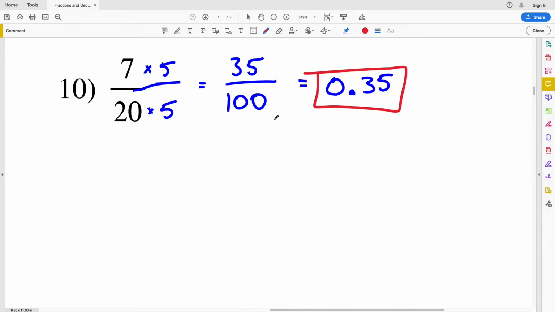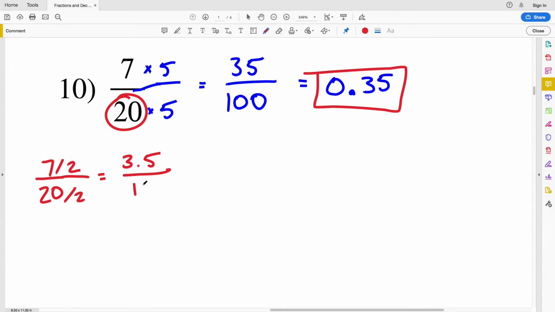Or, just another way to think about it, we can go backwards. As opposed to putting 20 into 100, we can divide 20 by 2 to get to 10. So 7/20ths, we can also write that as dividing each by 2. That'll be 3.5 over 10.